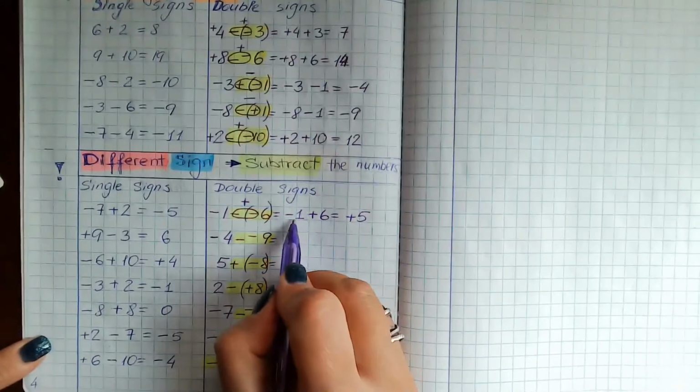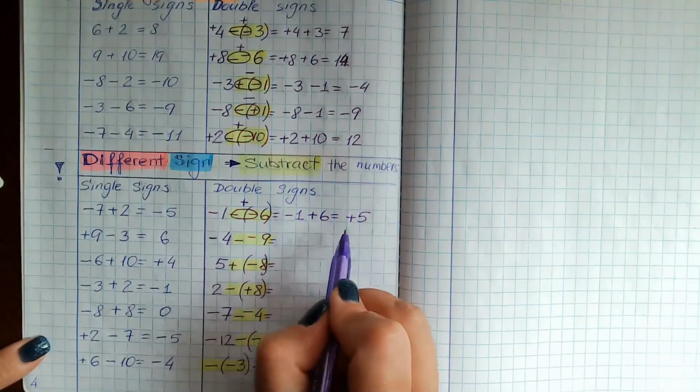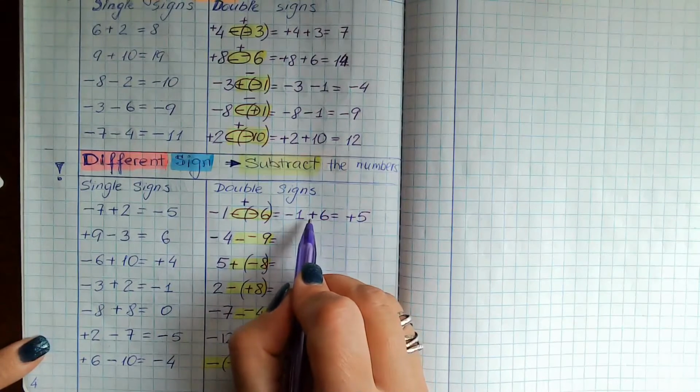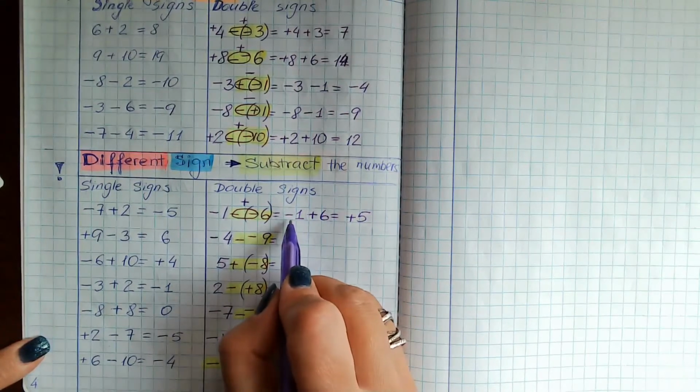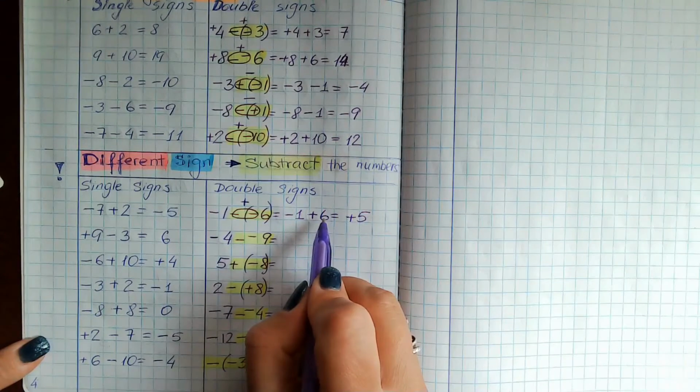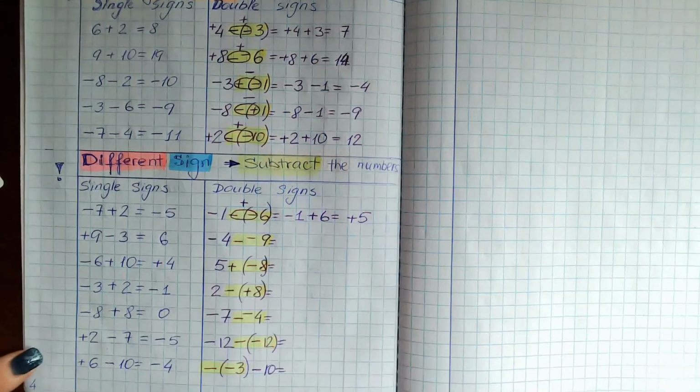Rule says different signs, subtract, keep the sign of the bigger number. 6 is bigger, positive. So this one negative will take 1 positive out of the 6, and you will have 5 positive left.